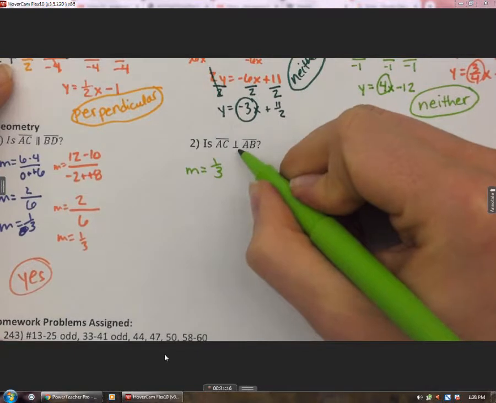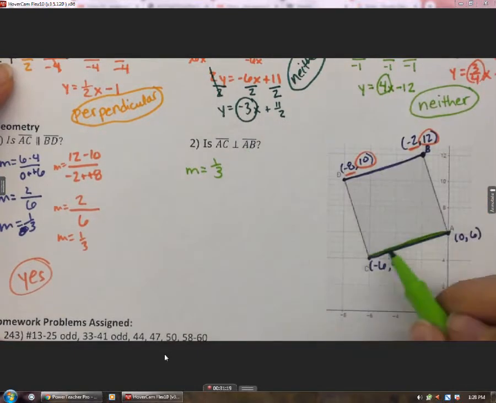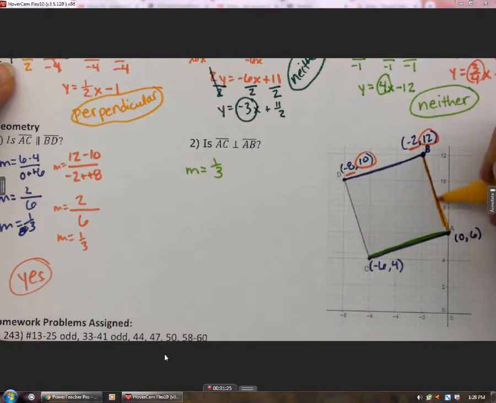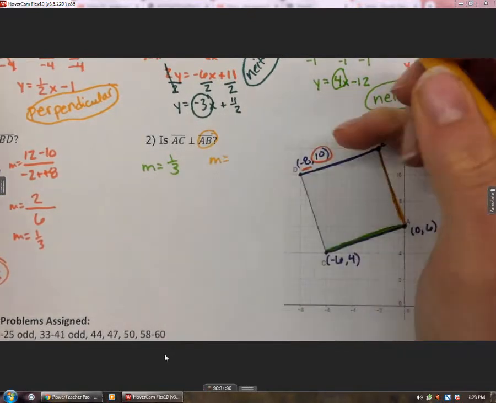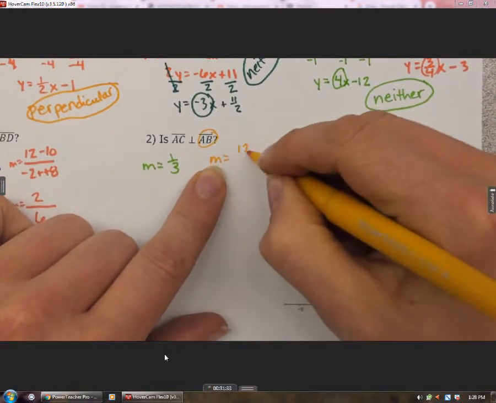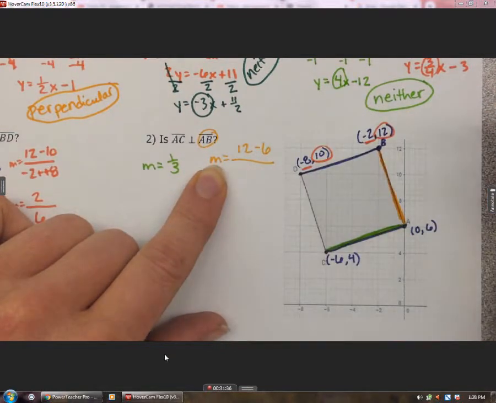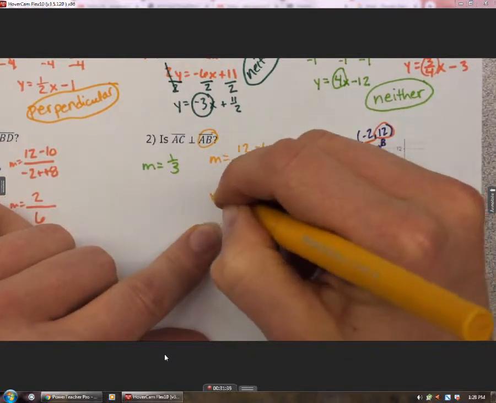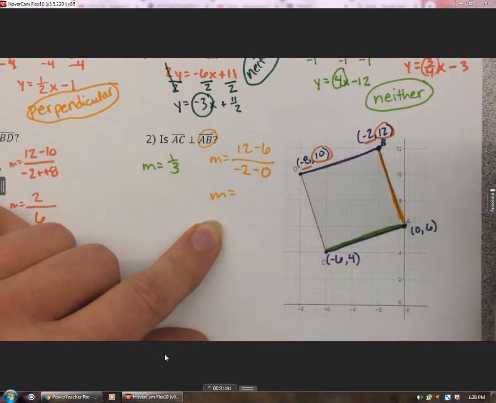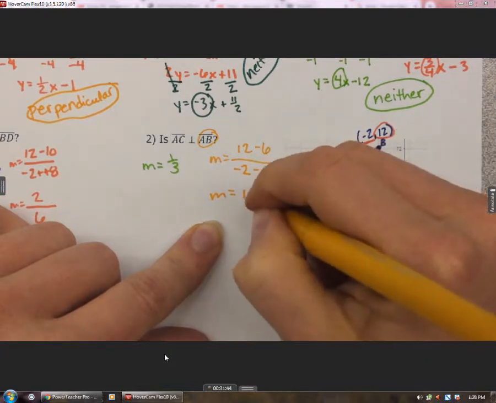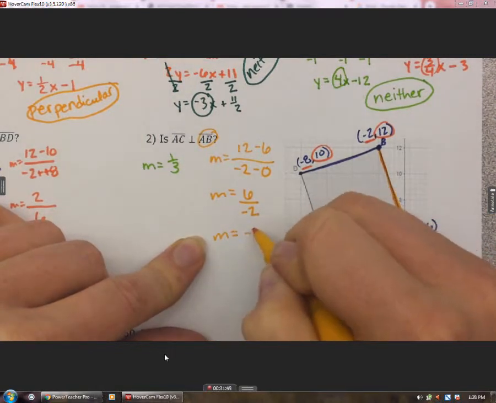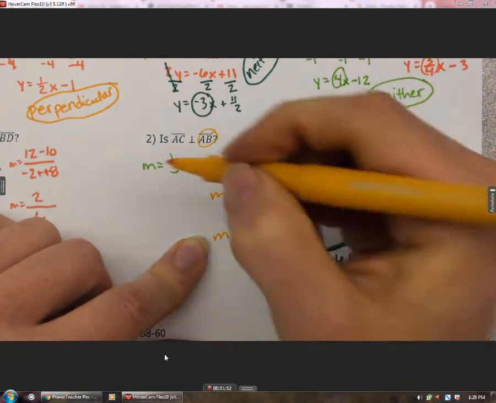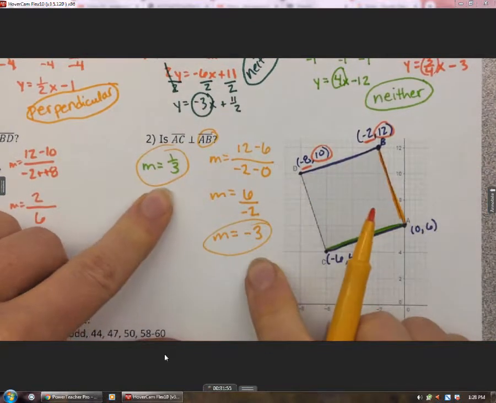This symbol means perpendicular. Is this green line perpendicular to, let's use my yellow line here. Well, let's find the slope of this one. y2 minus y1, 12 minus 6, over negative 2 minus 0. 12 minus 6 is 6, over negative 2. M equals negative 3. The question is, are these two slopes opposite reciprocals?